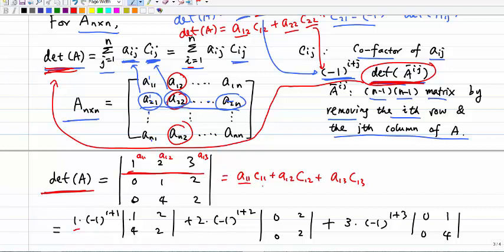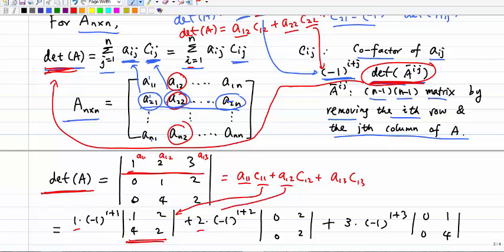Okay, and the C11 here is this guy. It's (-1) to the power of 1 plus 1, and you remove the first row and the first column, which is where this entry is on, right? First one, so you have 1, 2, 4, 2. Now this one I can compute, it's 2 by 2, right? This guy is 2, right?